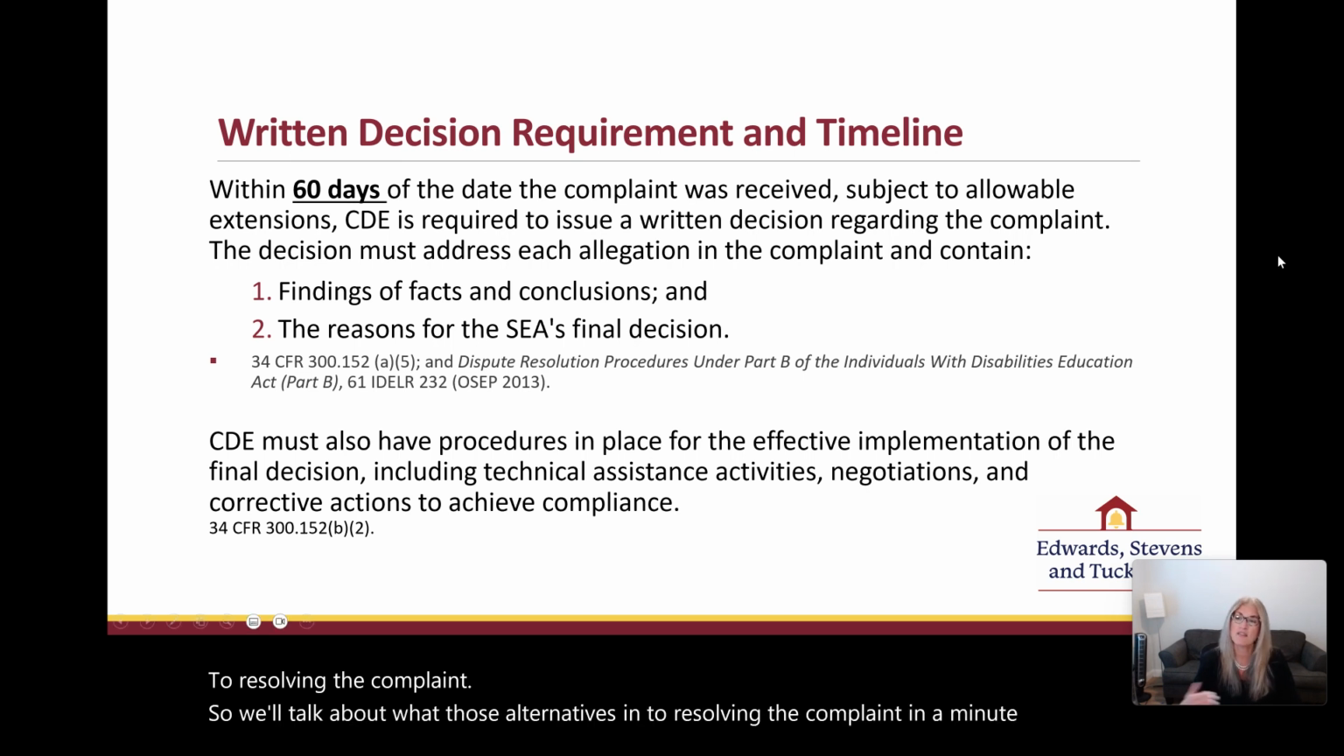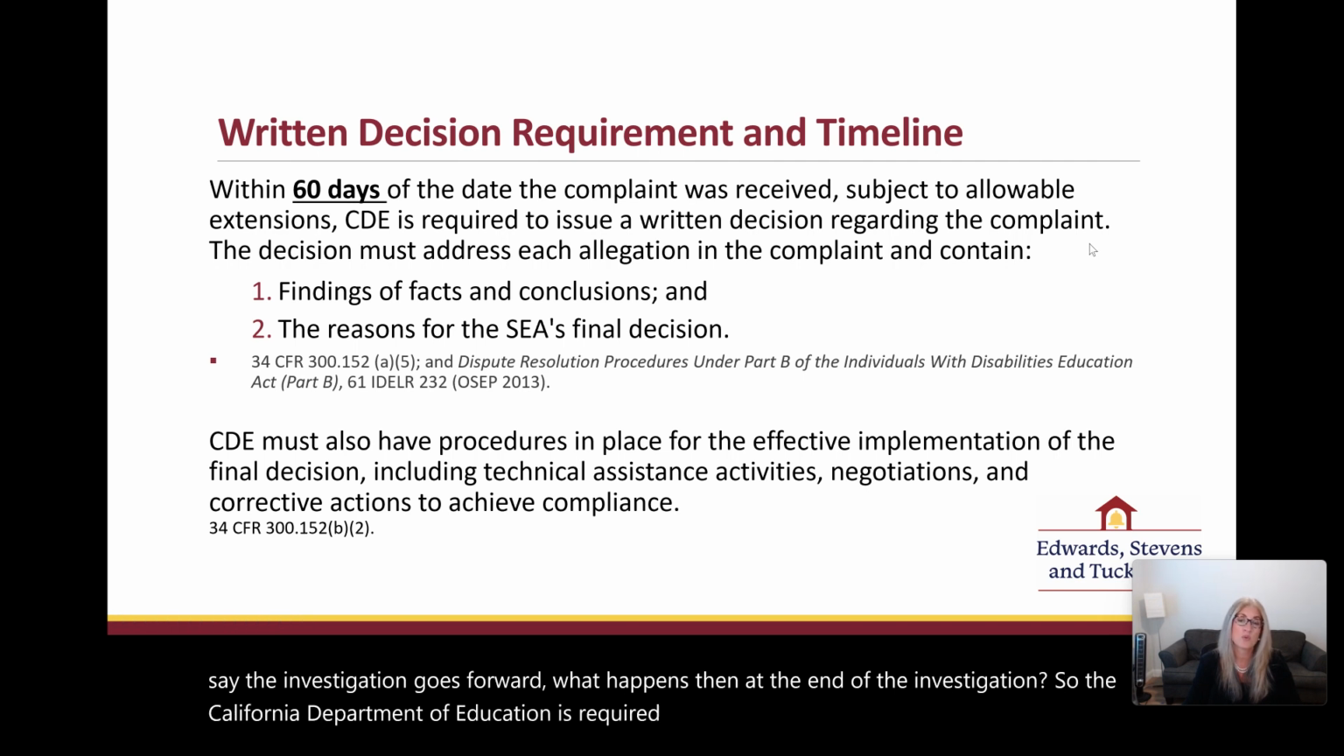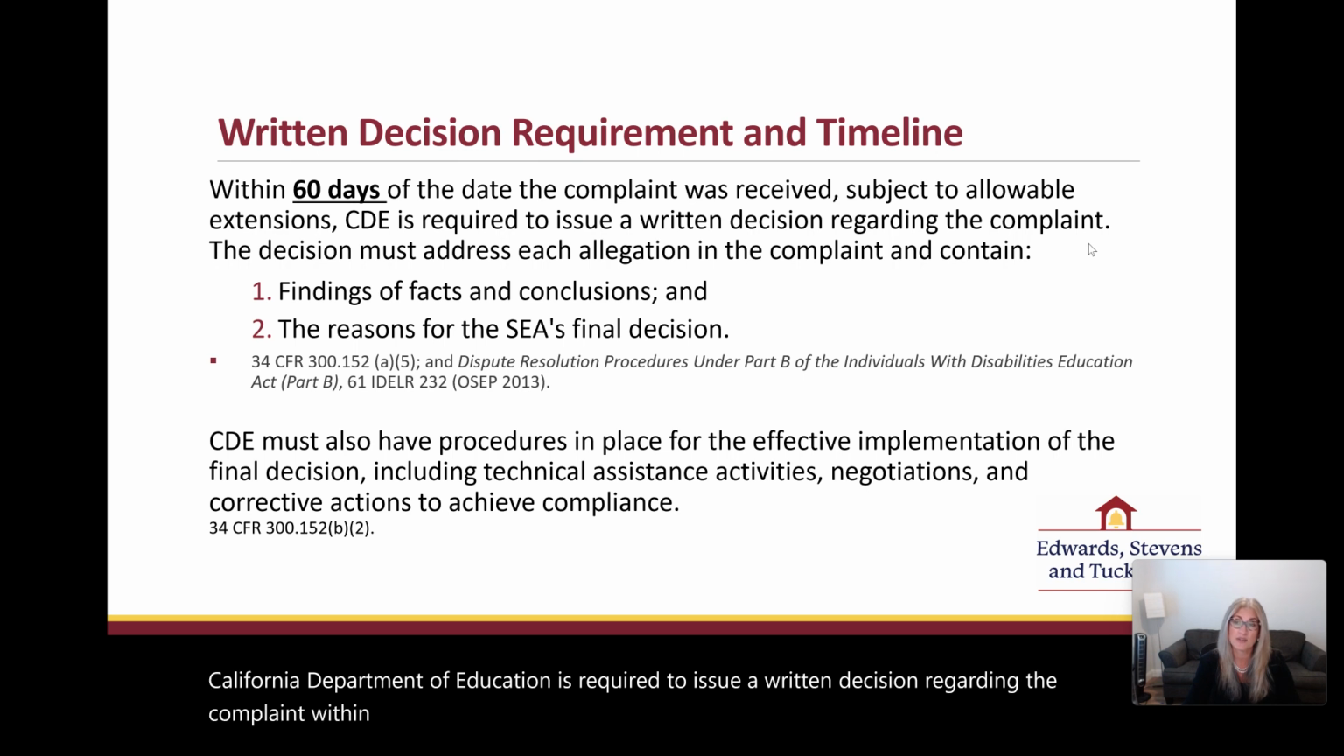But let's say the investigation goes forward. What happens then at the end of the investigation? The California Department of Education is required to issue a written decision regarding the complaint within 60 days of receiving the complaint. And so they're pretty strict on those timelines.